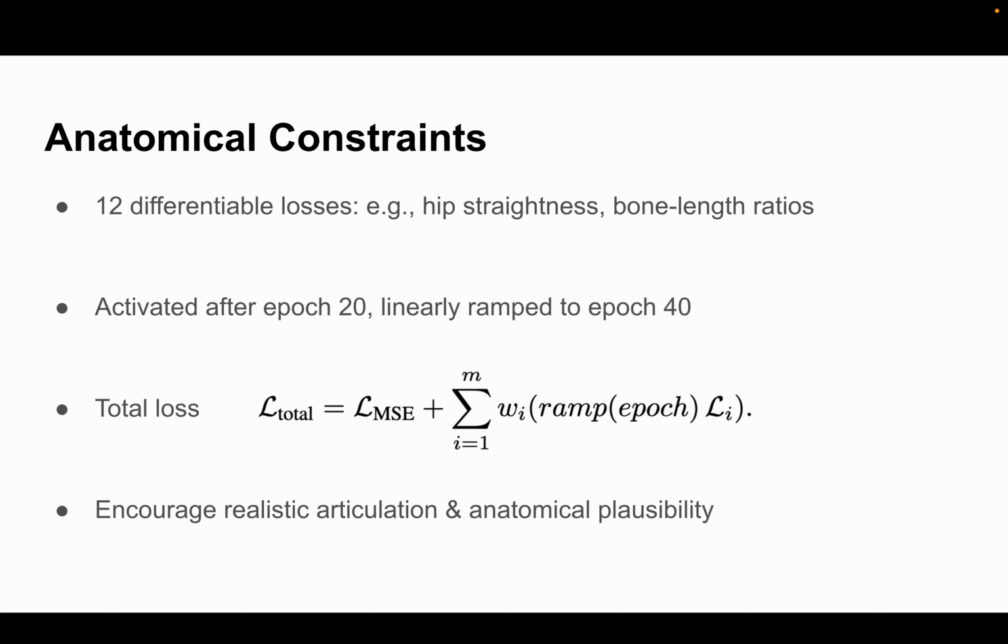The anatomical constraints introduce some inductive biases to the model. It consists of 12 differentiable losses, including hip straightness and bone length ratios, and is activated after epoch 20, linearly ramping up to epoch 40, which gives us the total loss defined as the MSE loss plus the weighted ramped loss. And this encourages realistic articulation and anatomical plausibility.